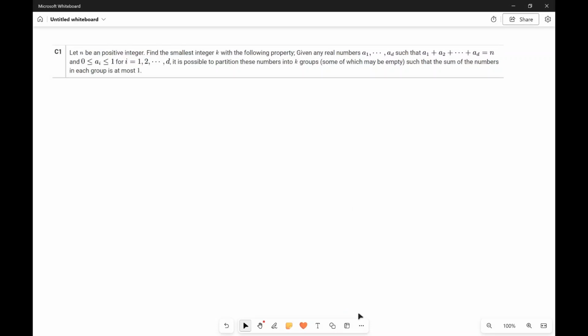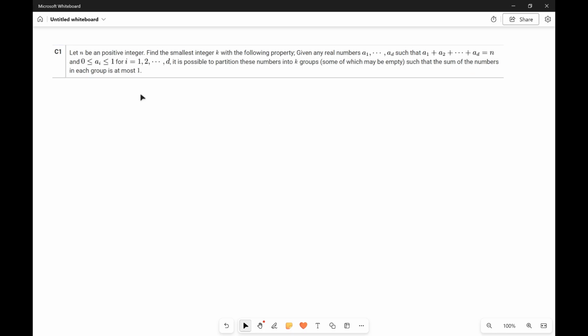Let n be a positive integer. Find the smallest integer k with the following property. Given any real numbers a1 through ad with sum n, and each one is between 0 and 1 inclusive, it's possible to partition these numbers into k groups, which may or may not be empty, such that the sum of the numbers in each group is at most 1.